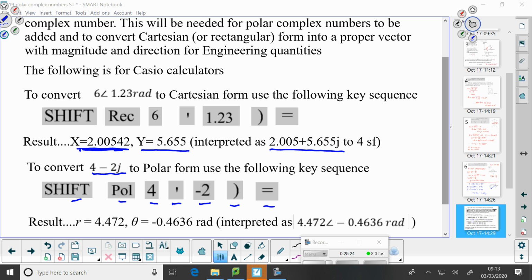Okay, this method will handle all that business about which quadrant it's in, and it will give you negative angles in the bottom 2 quadrants, positive angles in the top 2 quadrants, all automatically, as long as you enter it right. Here we get an R value, 4.472, and an argument in radians or degrees, depending on what mode your calculator is in.